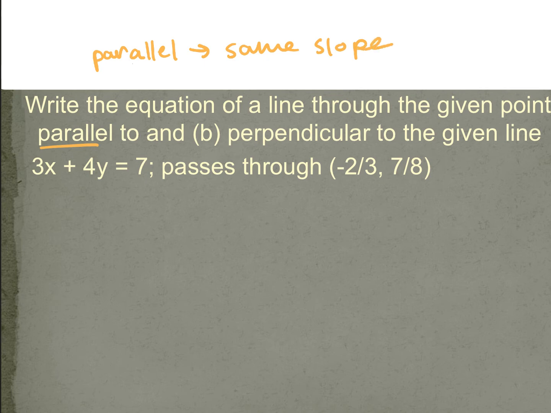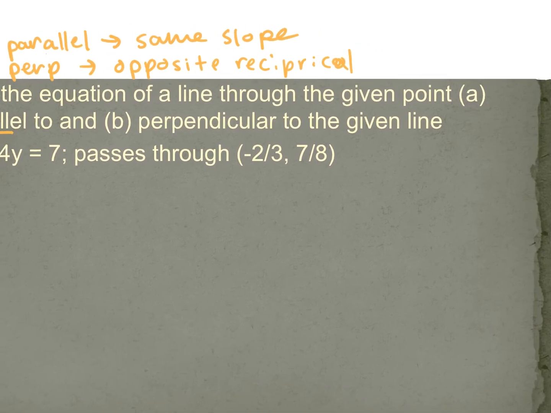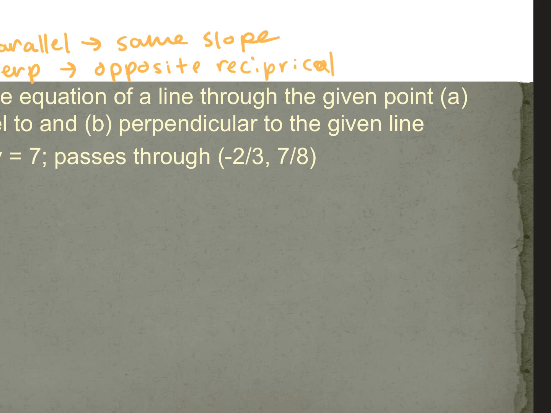What about when they're perpendicular? The opposite reciprocal. So opposite reciprocal, meaning opposite, we change the sign. So if it's positive, it would then become negative. Reciprocal means that we flip it. So if I had a slope of 3/4, what would the opposite reciprocal of 3/4 be? Negative 4/3.